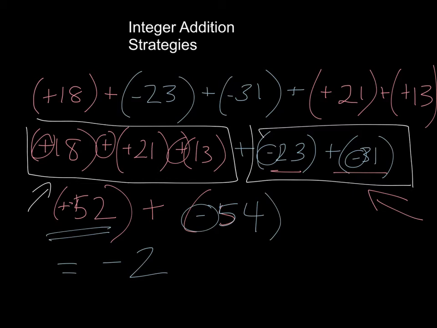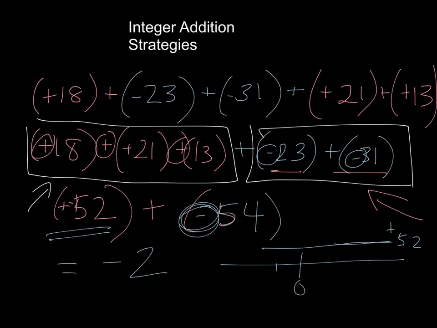Or if you were thinking about it on a number line, you'd go over to 52, to add that first, and then you'd go back 54 spaces towards the negatives because you're adding a negative number. And that would give you, you'd end up on the number line at negative 2.